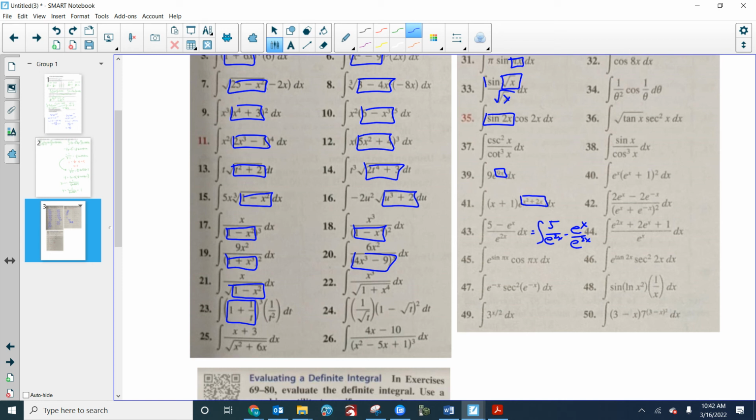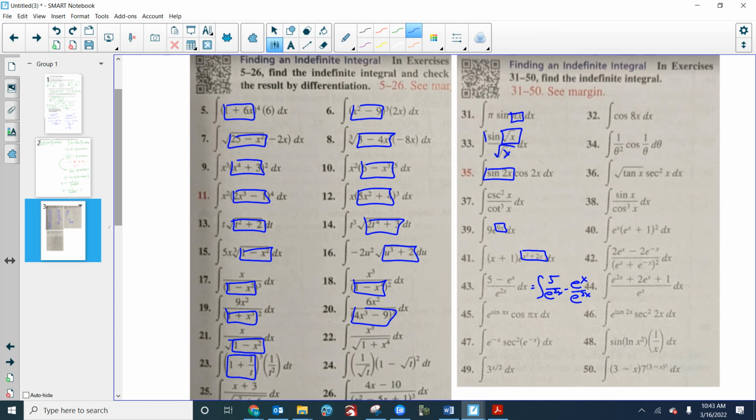All right. Because e to the 2x is e to the x times e to the x, isn't it? One of those e to the x's cancel. I have one more left in the denominator. That was a little spicy. All right, let's keep going.